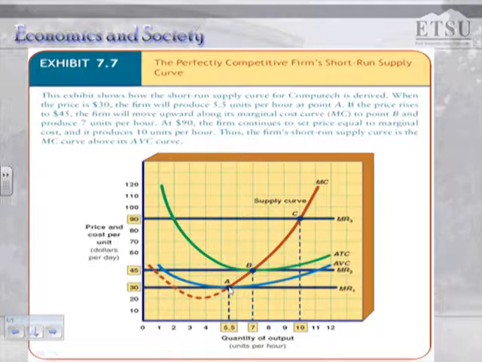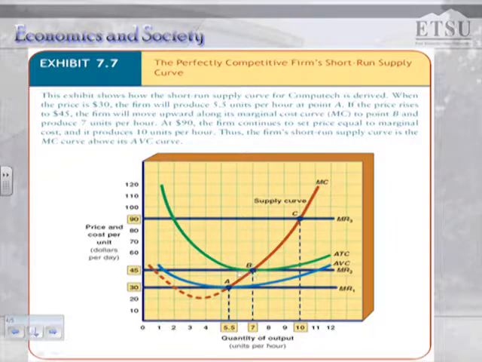And so point B is special because marginal cost intersects average total cost when average total cost is at a minimum. So this is a special price, because $45 for this firm is where the firm is going to earn what we call a normal profit, or an economic profit of 0.